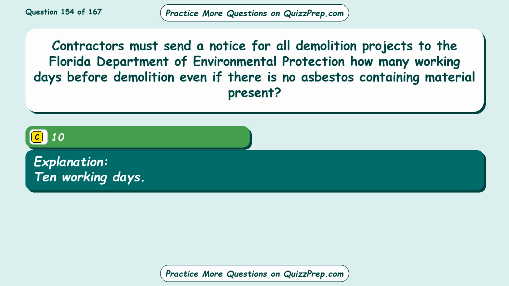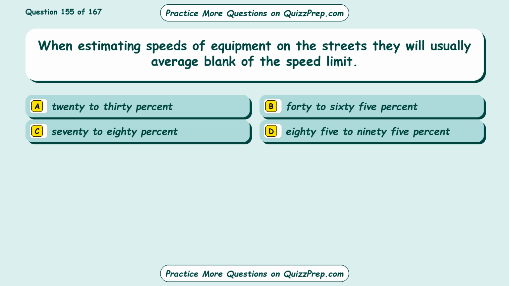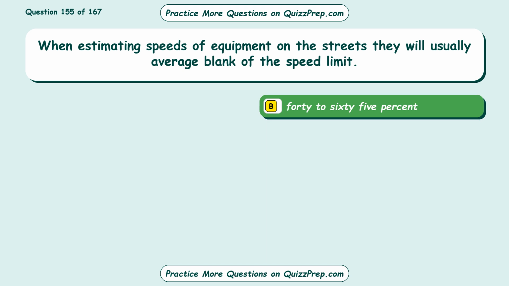10 working days. Question 155. When estimating speeds of equipment on the streets, they will usually average blank of the speed limit. Option A, 20 to 30%. Option B, 40 to 65%. Option C, 70 to 80%. Option D, 85 to 95%. The correct answer is option B, 40 to 65%.